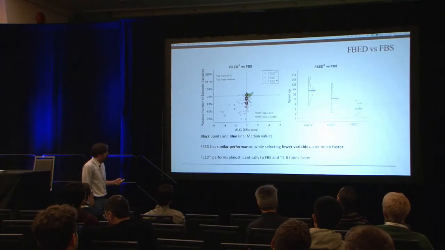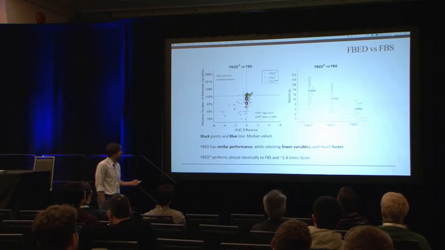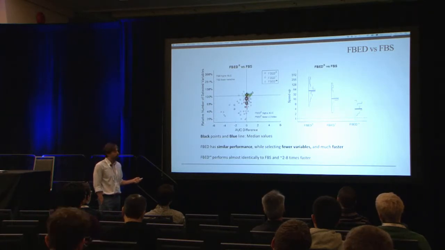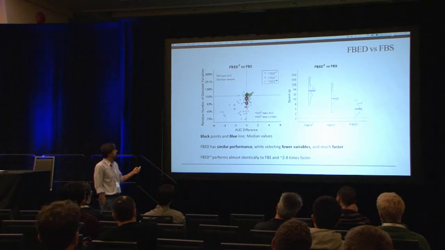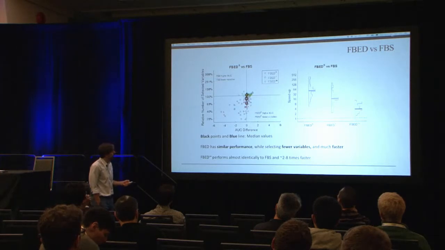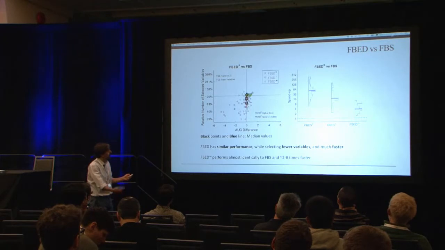Okay, and here are some summary results. Here's the AUC difference with a baseline forward-backward selection. Here's the relative number of selected variables. And here are the medians of the results for when you run it just once, or an additional extra time, or as many as it takes.